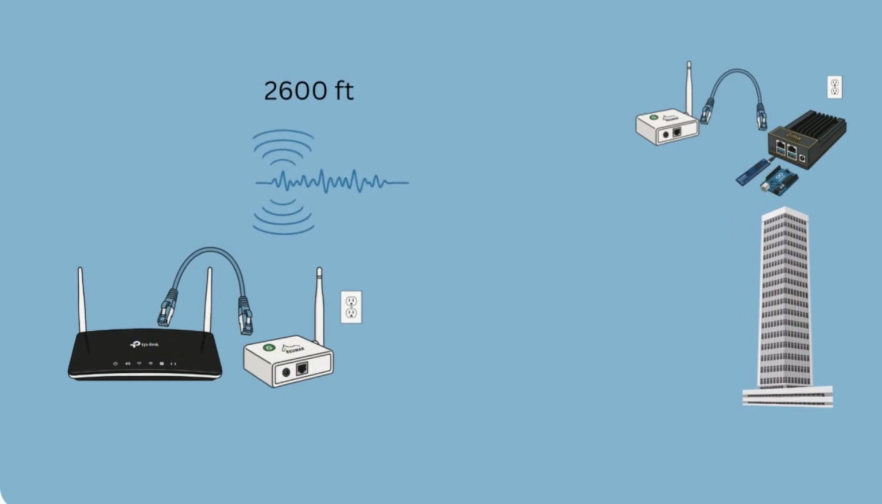So instead of 2,600 feet, I'm probably about 10 feet away from the router. But you can put this out in a remote location and you can have your Wi-Fi extended pretty far. The transfer rate is not very fast, so that's why it's a perfect application for IoT stuff. So don't expect high transfer rates using Wi-Fi HaLow.